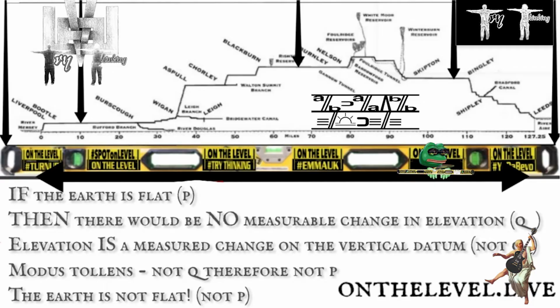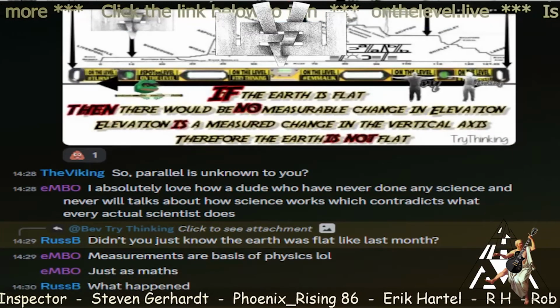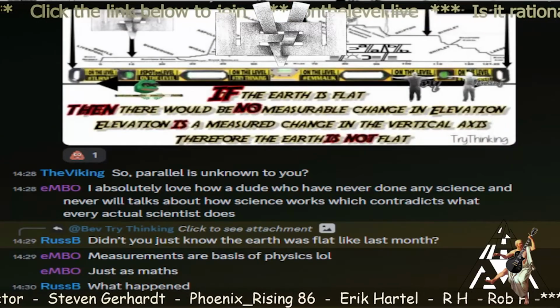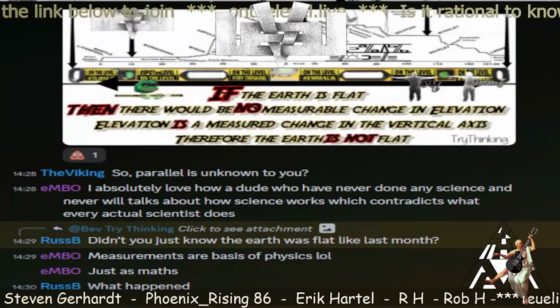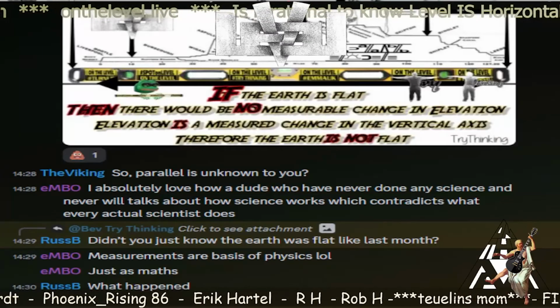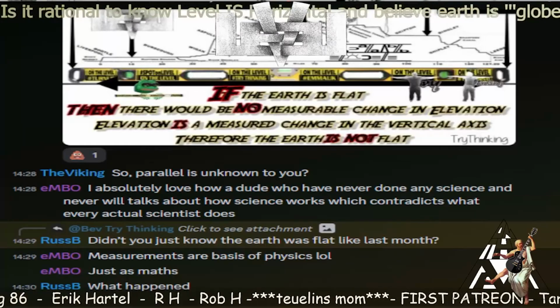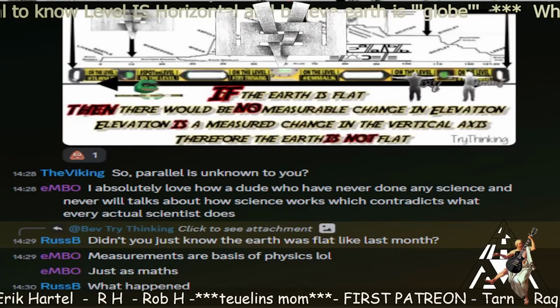Read it one more time, just so I can hear it again. If the Earth is flat, P, then there would be no measurable change in elevation, Q. Elevation is a measured change in the vertical axis, therefore not Q. Therefore, Earth is not flat.